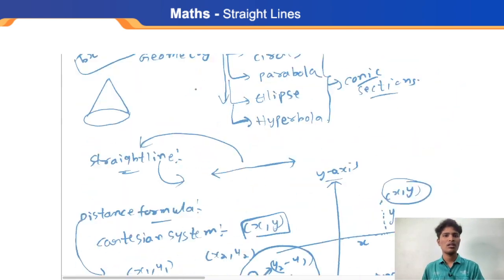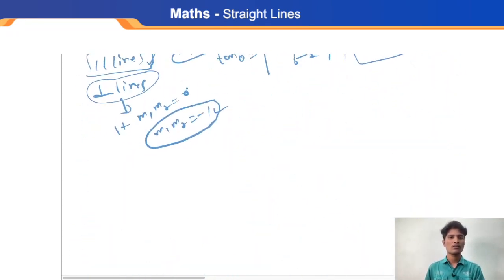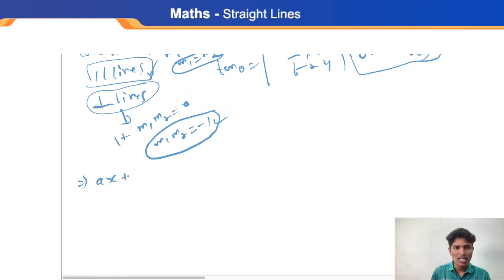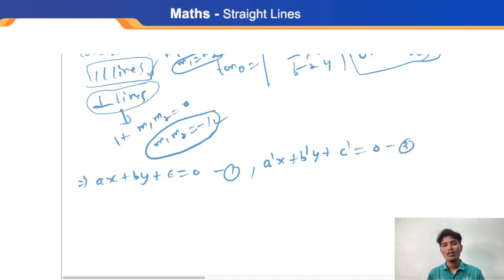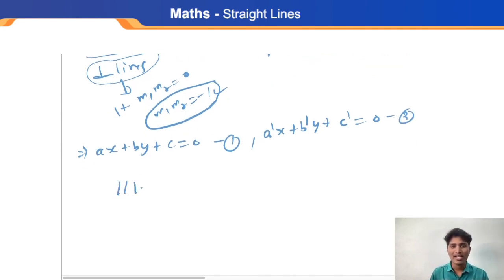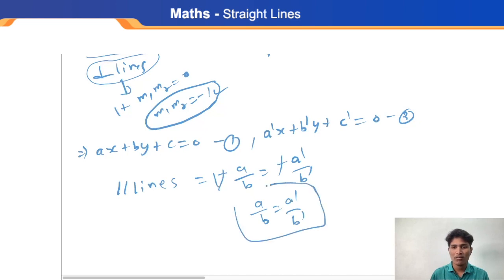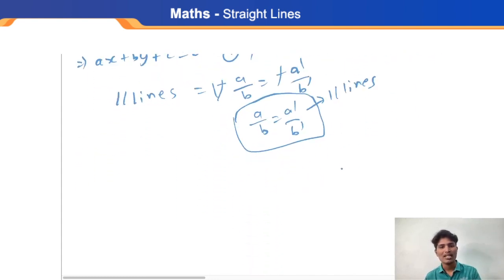I will explain this block, the upper block. I already said ax plus by plus c is equal to 0 is one straight line, and a dash x plus b dash y plus c dash is equal to 0 is another straight line. Suppose these two lines are parallel lines. When can we say parallel lines? When their slopes are equal, that is, minus a by b is equal to minus a dash by b dash. If these two slopes are equal, that is a by b is equal to a dash by b dash, then we can say parallel lines. And what is the distance between them?